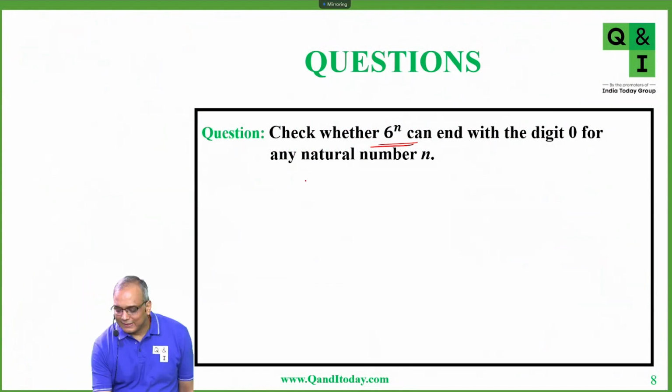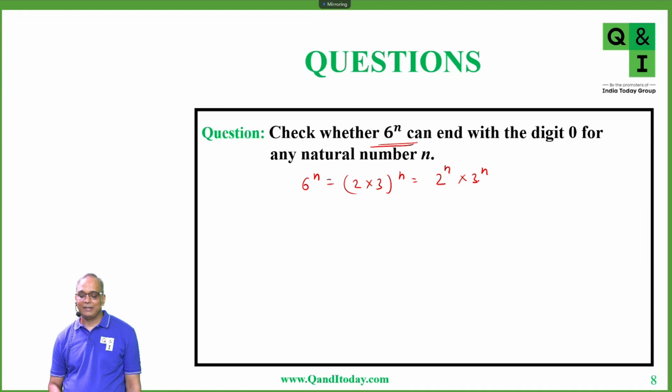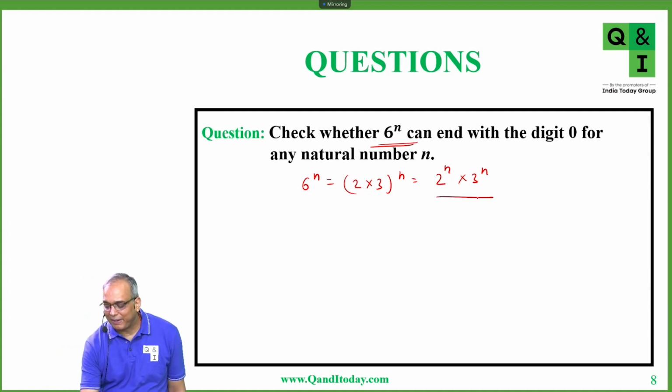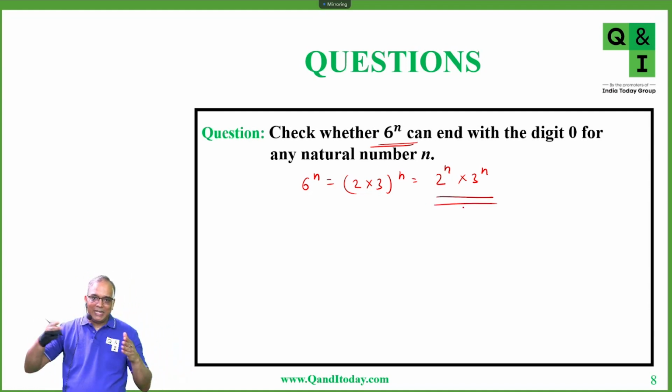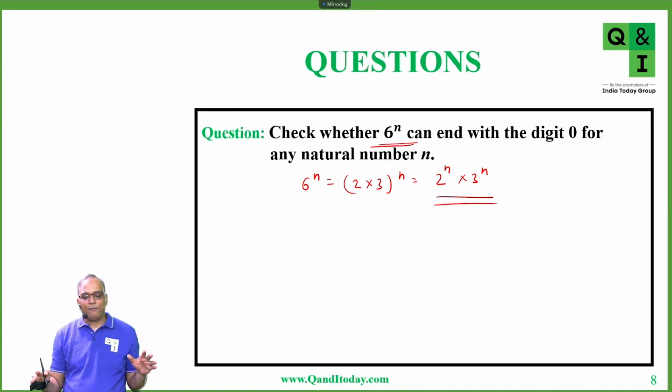So 6 raised to the power n can be written as 2 into 3 raised to the power n, which is 2 to the power n into 3 to the power n. Right? Now, if you expand this, you will have 2 coming n times and 3 coming n times. There is no factor of 5 here.